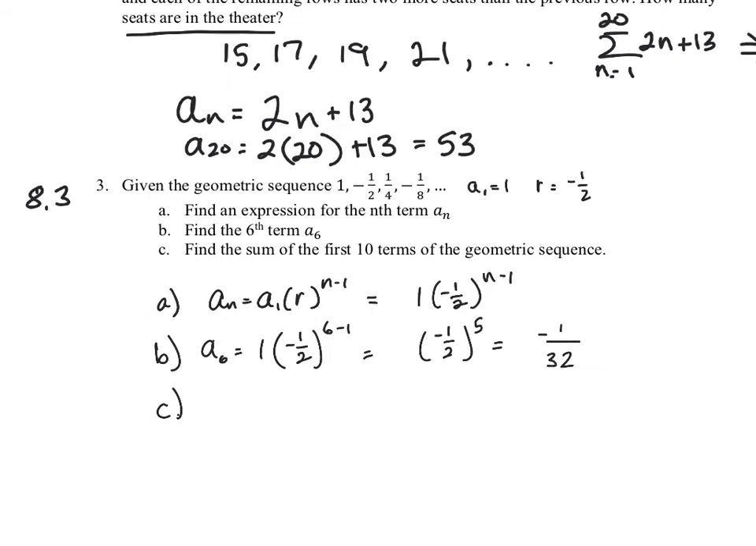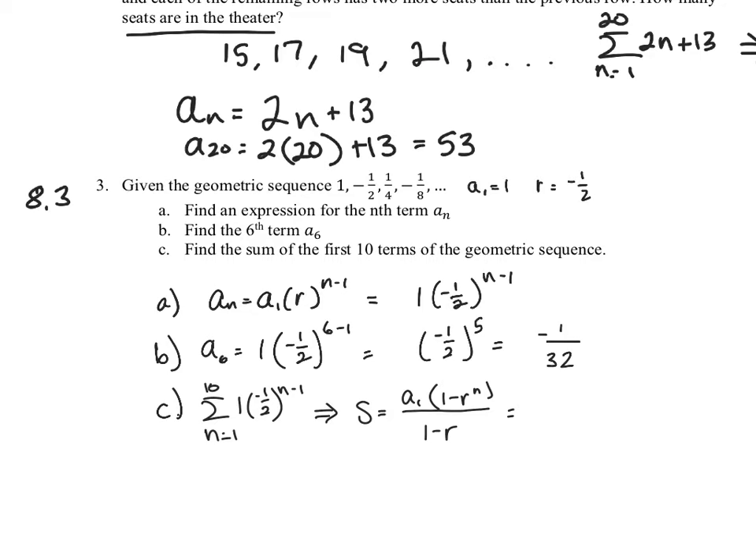And then part C, the partial sum of the first 10 terms. So from n equals 1 to 10. So we need the partial sum of the first 10 terms of this geometric sequence. So the formula for partial sum of a geometric sequence is first term, and then 1 minus r to the n over 1 minus r.